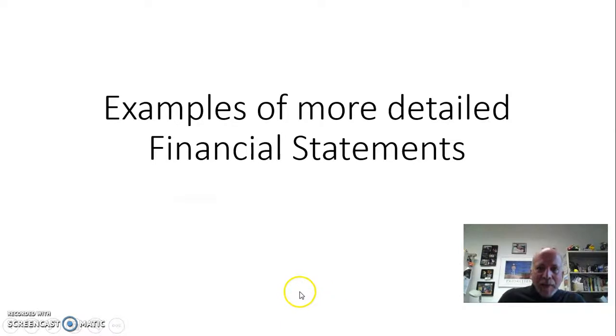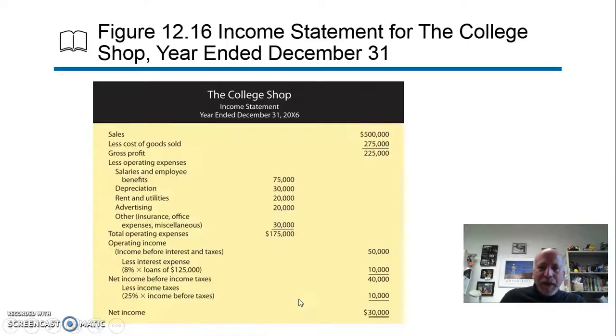So here are some examples of a little more detailed financial statements. Before we had a real simple income statement, here's a little more detailed income statement. This happens to be for the year ended. Remember, we talked about that it's always over a period of time.